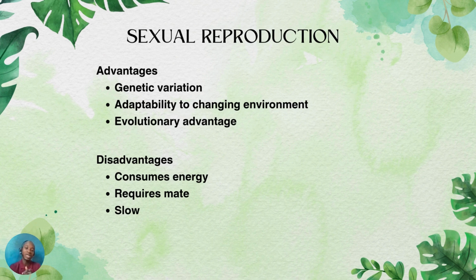So, but it has a disadvantage. It consumes energy. It takes a lot of time. It will require mates, male and female, and the rest of them must look to find a mate that will start the life together. And then it is very slow. It is slow because it will take a gestation period before the organism is formed, before the egg hatches, the incubation period, and the rest of them. So all these are kind of slow when you compare that with asexual reproduction.